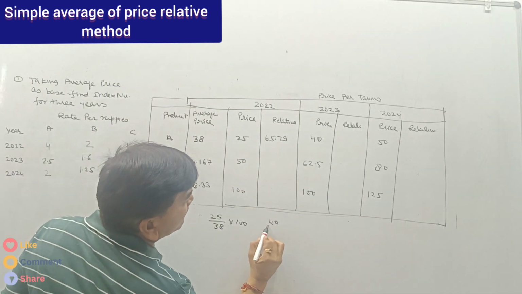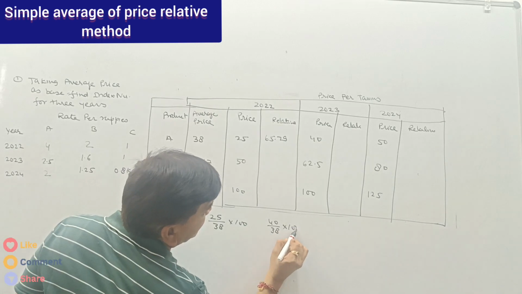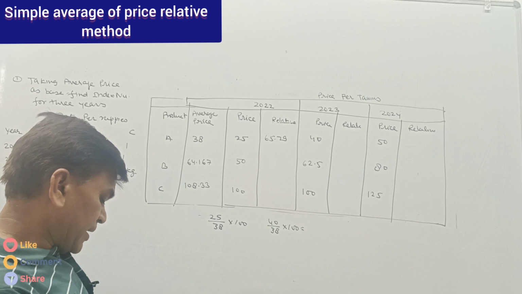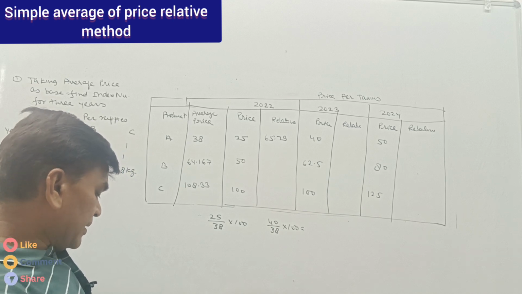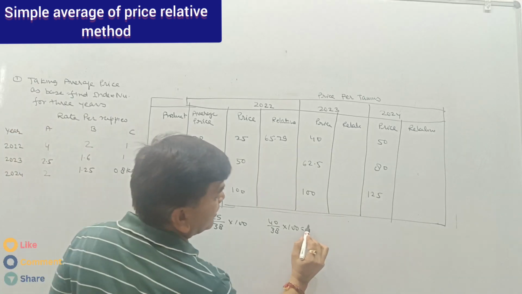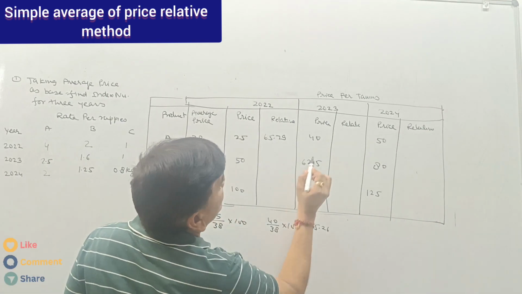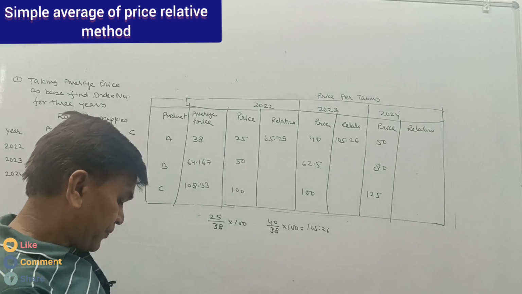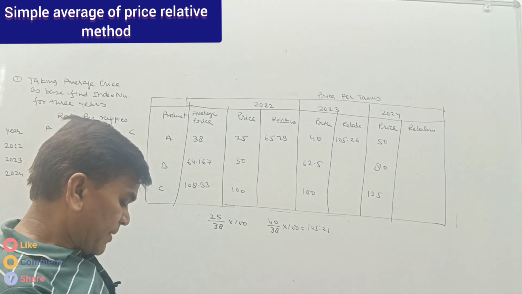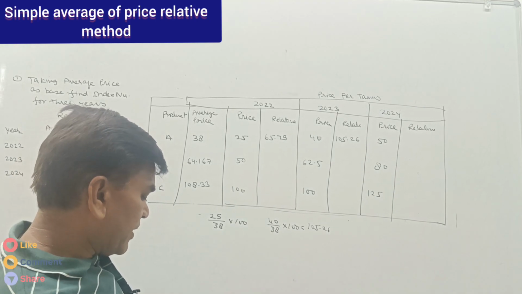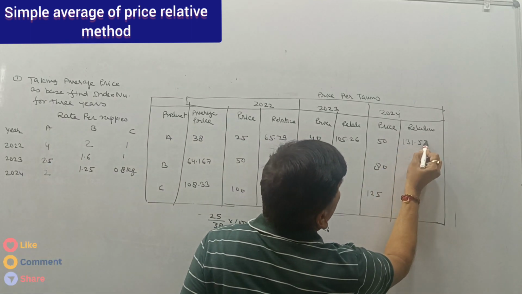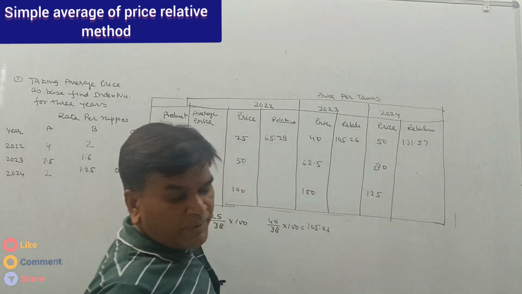Now 40 divided by 38 multiplied by 100, that is 105.26. Last, 50 divided by 38 multiplied by 100. Similarly 131.57. We will get these.